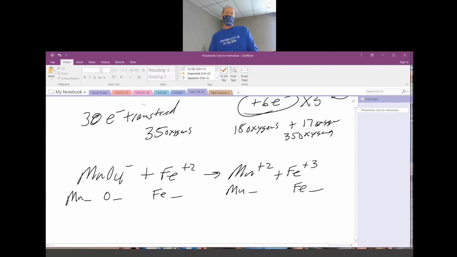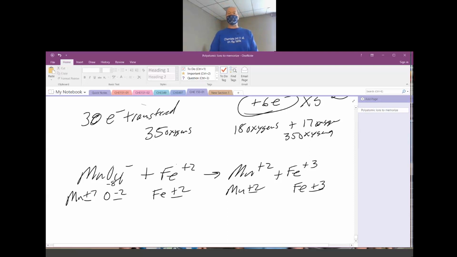All right, and so again, oxygen minus 2. That is 4 of them. That is minus 8. Mn has to be plus 7. Plus 7 minus 8 is minus 1. Iron plus 2 is plus 2. Mn plus 2 is plus 2. Fe plus 3 is plus 3. So this should be a very easy give the oxidation numbers.